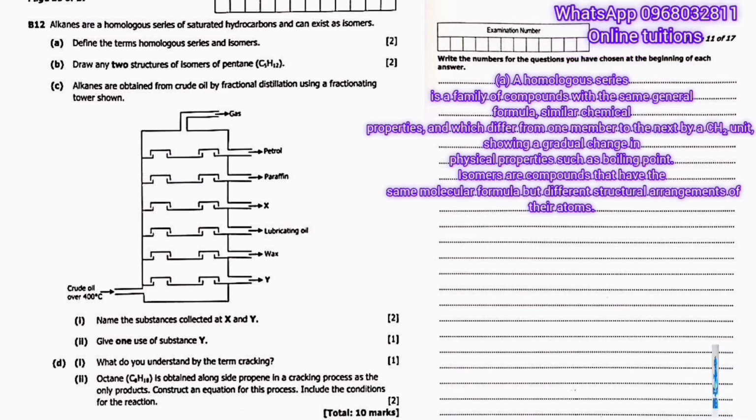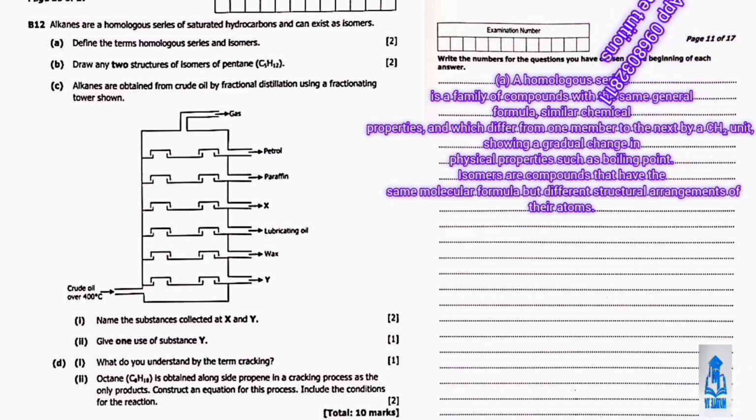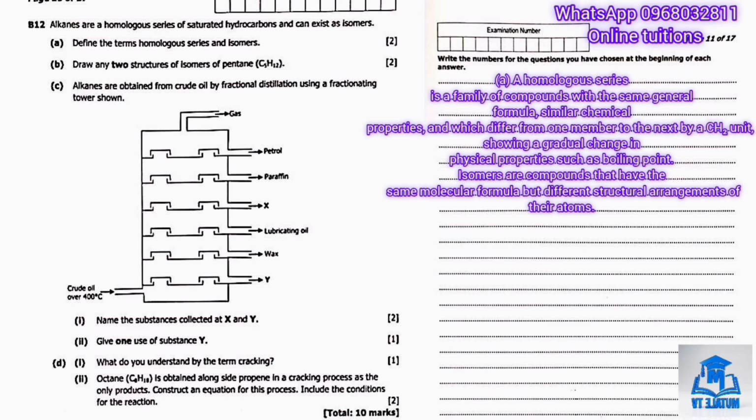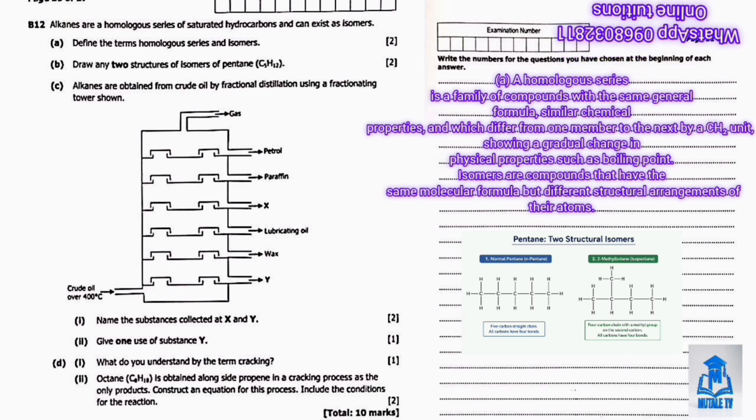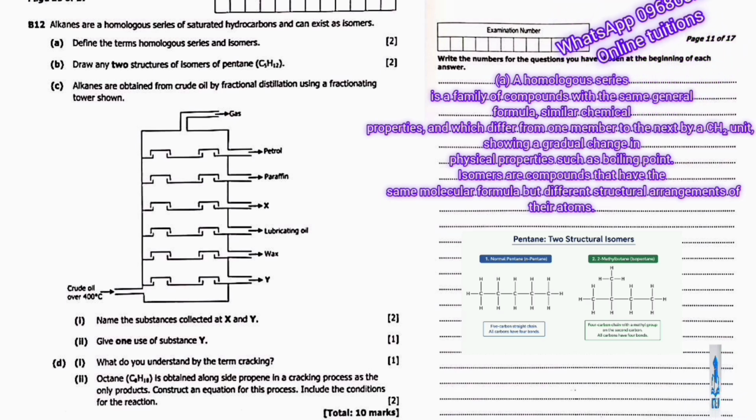Then moving on to part B. Part B asks us to draw any two structures of isomers of pentane, which is C5H12. Pentane has three possible isomers, but we only need two. The first is normal pentane, a straight chain of 5 carbon atoms, each bonded to hydrogen atoms to satisfy their 4 bonds per carbon.